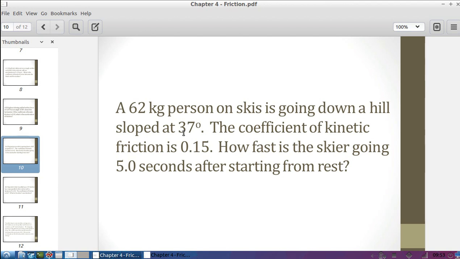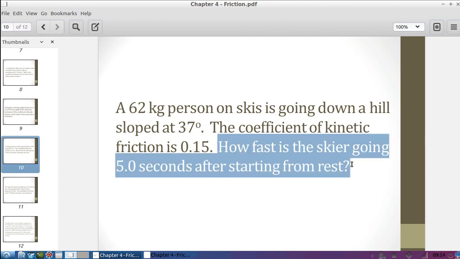So the person is skiing down a hill. The slope of the hill is 37 degrees. I've got the coefficient of kinetic friction. The skier is moving, so the coefficient of kinetic friction is 0.15. So we're looking for, and this gives me a hint that I'm going to need a little bit of kinematics here, right? How fast is the skier going 5 seconds after starting from rest? So I've got a v initial of 0, I've got a time interval, and I've got a v final, right? So I can use a kinematics equation to find v final, but I need the acceleration.